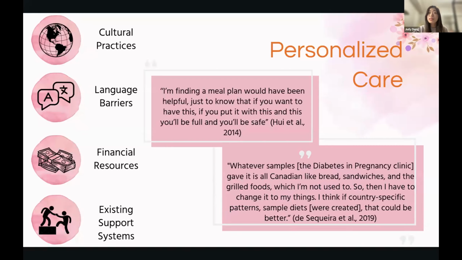And I know that these sentiments were also shared with us by Hildy earlier today in the presentations as well. Overall, participants would want clinicians' care decisions and recommendations to be tailored and to consider things like cultural practices, language barriers, financial resources, and existing support systems.